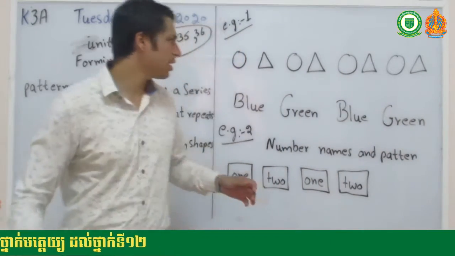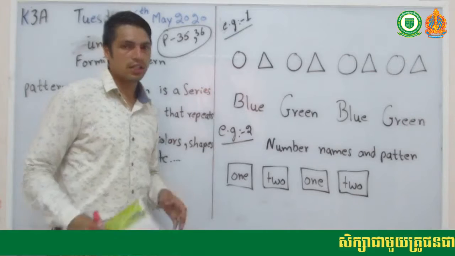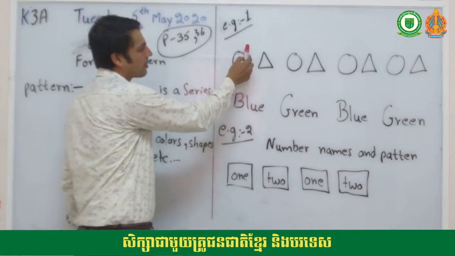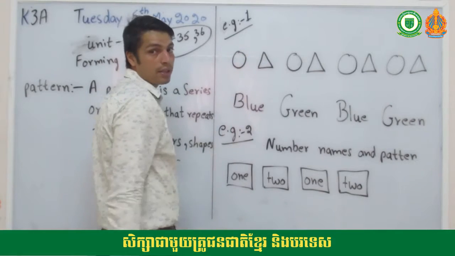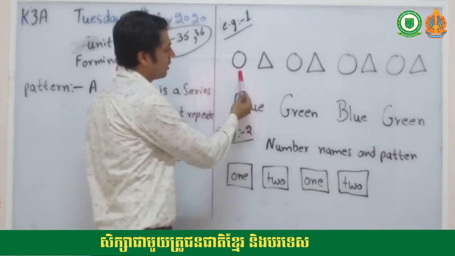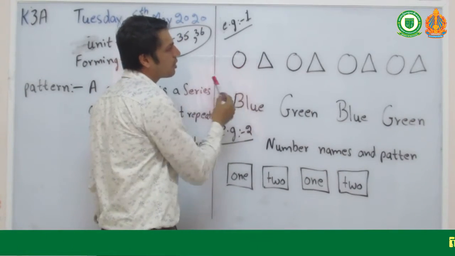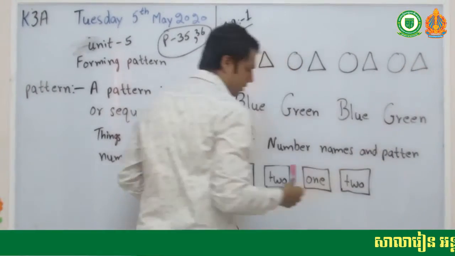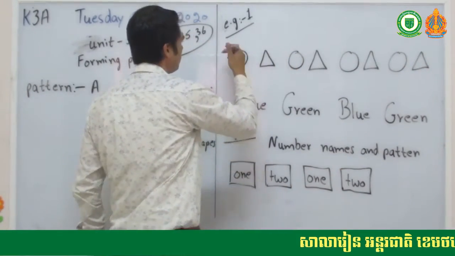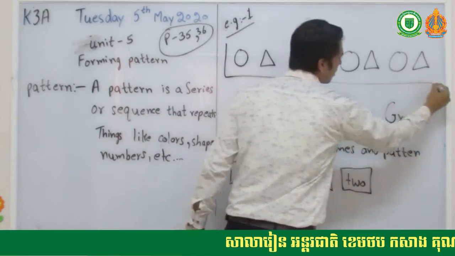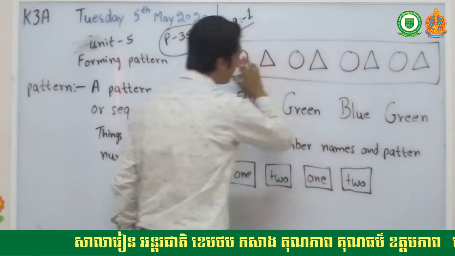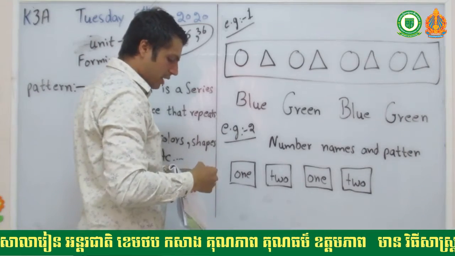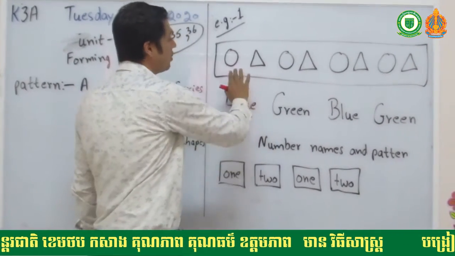So here is the first example. You can see the first shape, we have a circle. So this is one pattern, to make it easy for you. This is what we call a pattern, a pattern with shapes.